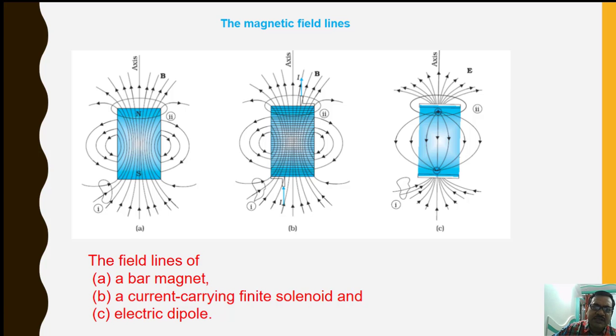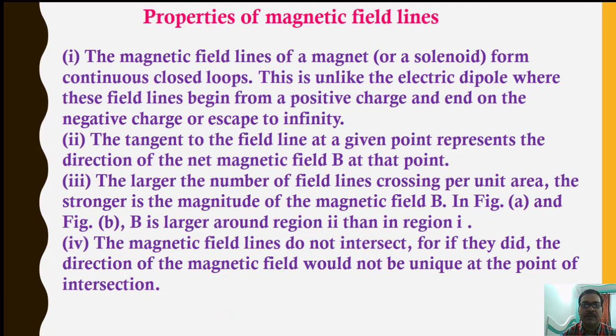What is the basic difference between magnetic field lines and electric field lines? Electric field lines can be called as a force line, but the magnetic field lines can never be called as a force line. In chapter number 4, we already studied that the magnetic force is never in the direction of magnetic field lines, but electric force is always in the direction or opposite of the electric field lines.